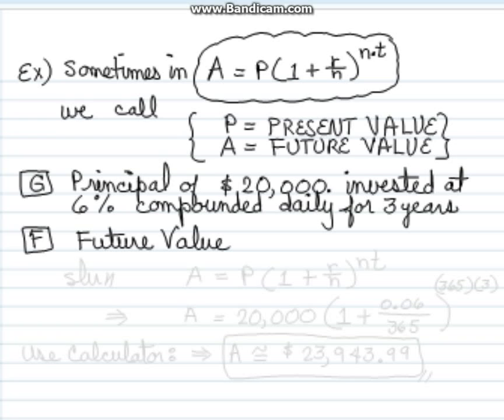Sometimes we call those variables something a little different. We call the P the present value of the account, and we call A the future value of the account at time T. So keep that in mind. Sometimes that's what we call those things.